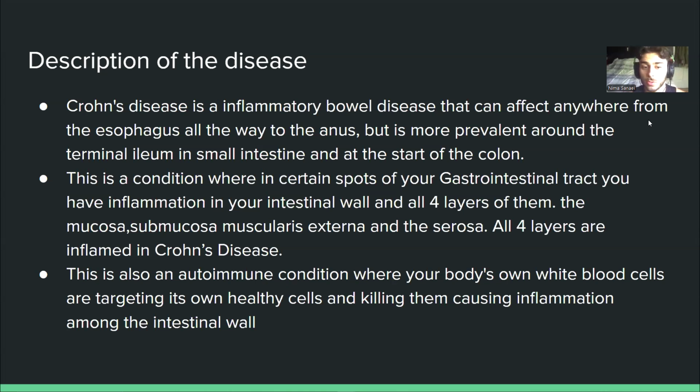This is also an autoimmune condition where your body's white blood cells are targeting its own healthy cells and killing them, causing inflammation in the intestinal wall. As you might have just seen from the slide, an autoimmune condition is when your body is targeting its own tissues, and it is producing a lot of things that are going to be damaging that lining and whatnot as well.